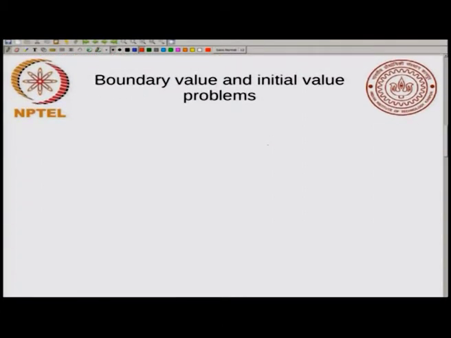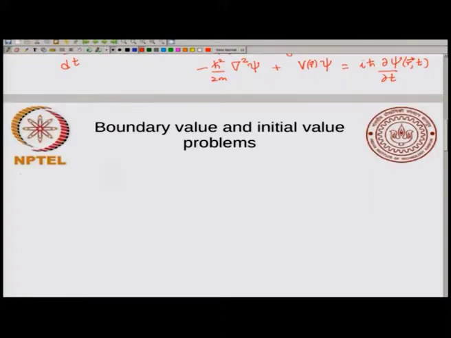So, there are different kinds of problems. There is what is known as a boundary value problem. Let us take the example of the Schrodinger equation. If you look at the time independent Schrodinger equation, so this is time independent. So, there is no time.